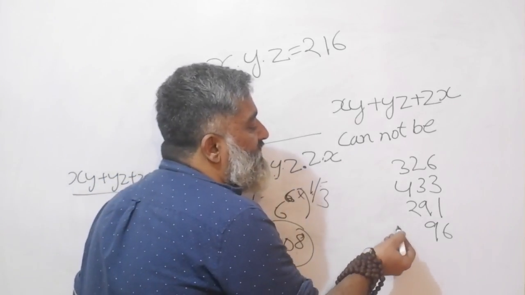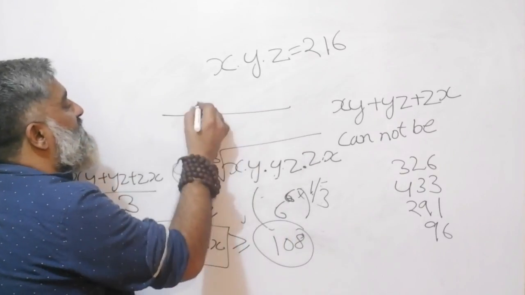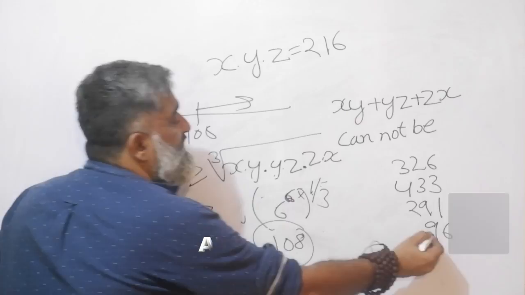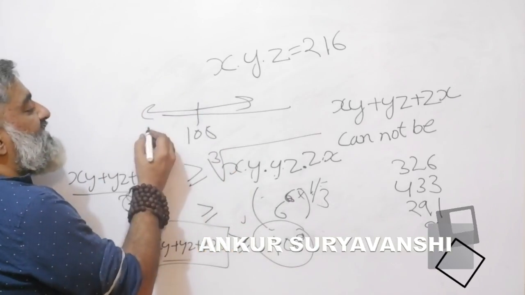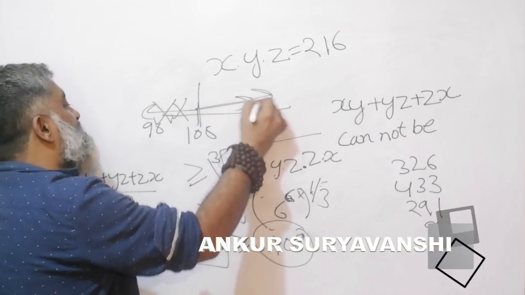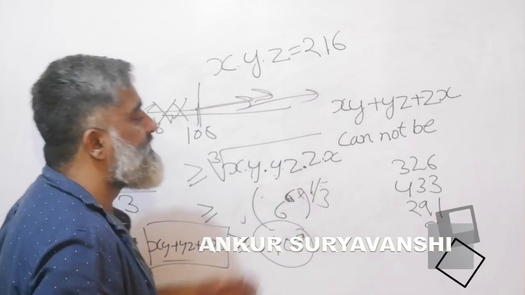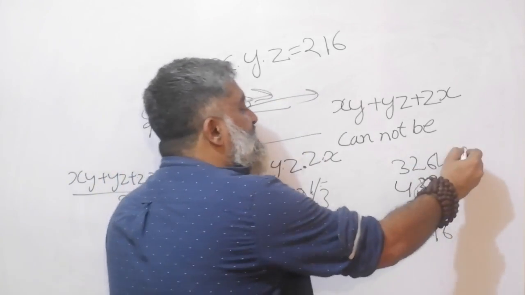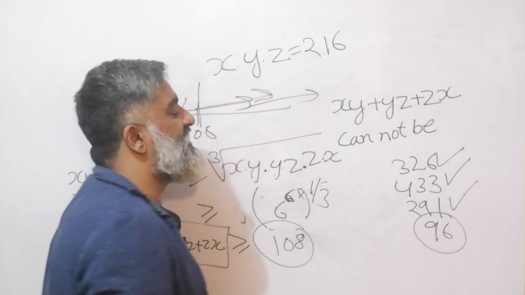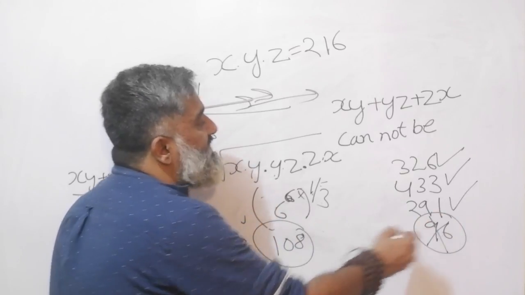Now, if you think of the number line, anything on the right of 108 is okay. This 96 is on the left side of 108, which is not okay to me. I've just learned that anything beyond 108 is fine. So, can it be 326? Yes. Can it be 433? Yes. Can it be 291? Yes. Can it be 96? No, it cannot be 96.